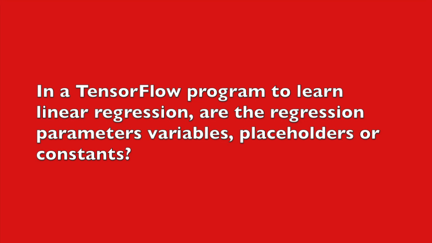These regression parameters cannot be placeholders. Remember that placeholders are the input nodes in a neural network. In the case of linear regression, the placeholders will be the values of x and y. And constants, of course, are constants such as pi, as their name would suggest.